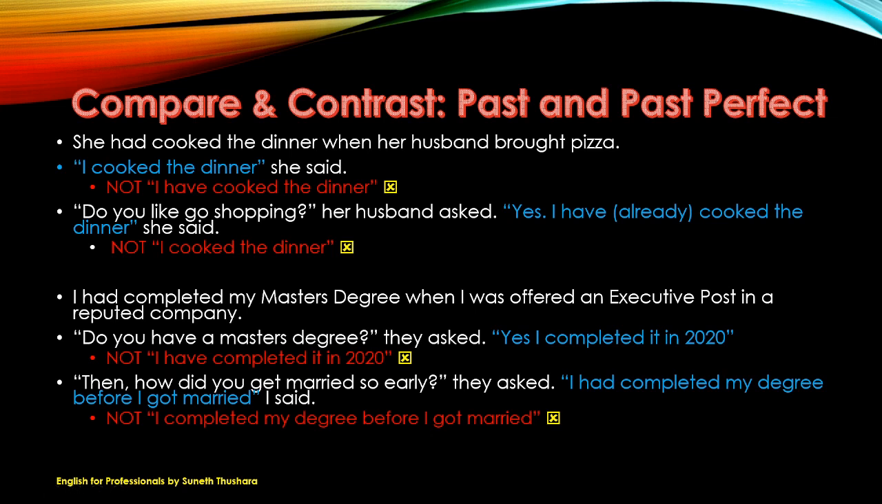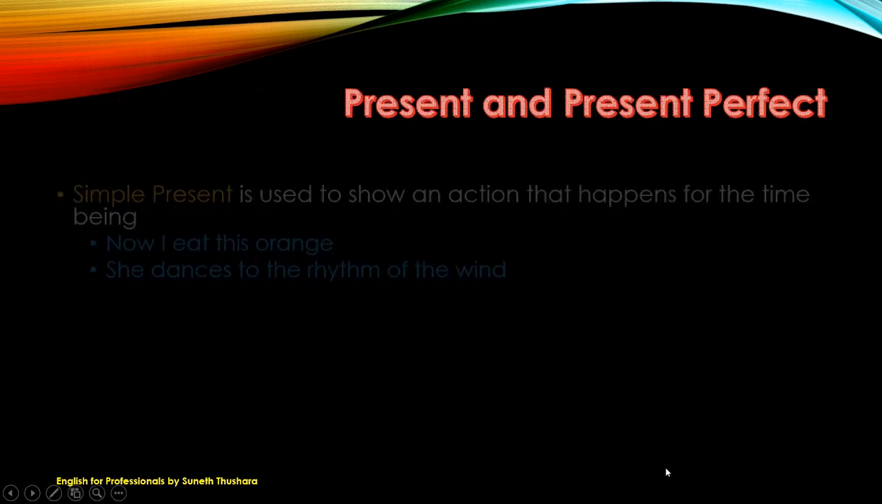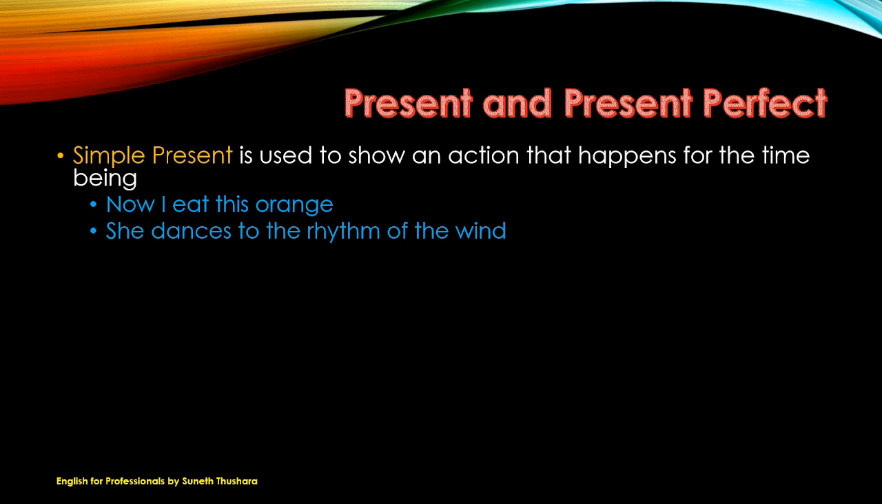Because if you say "I completed my degree before I got married," these two things have no relevance. There is no combination between these two. I completed my degree, that's one thing. Then I got married, it's another thing. But that is not the meaning we wanted to convey. We wanted to convey the message, "I had completed my degree before I got married," therefore it was not an obstacle for my marriage. Understood?